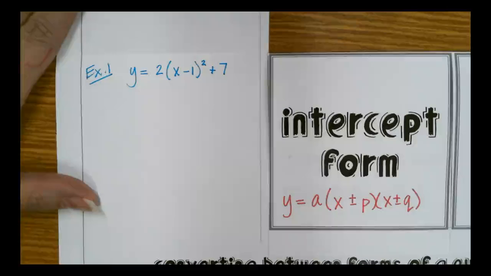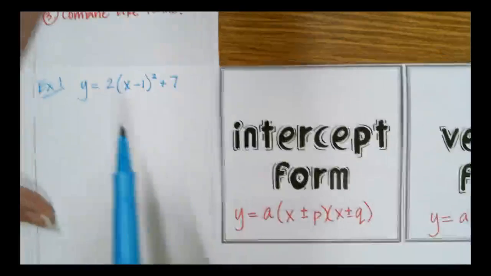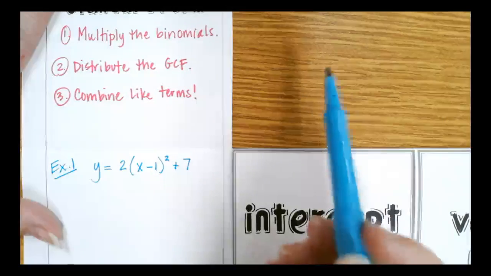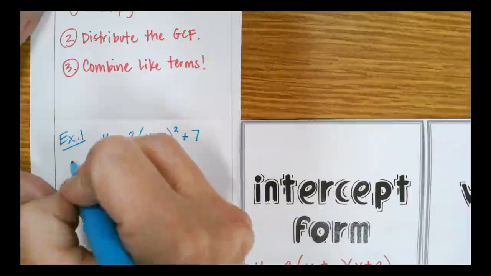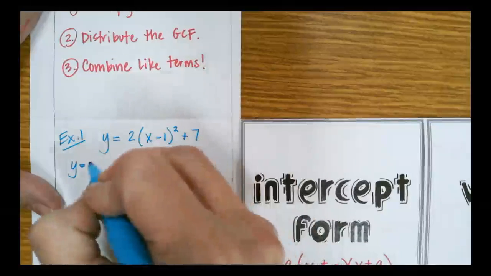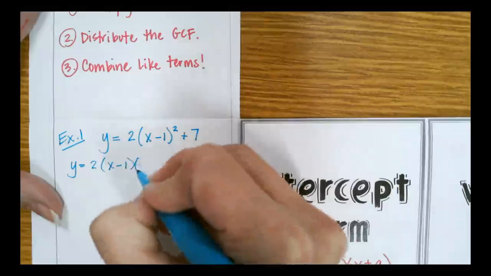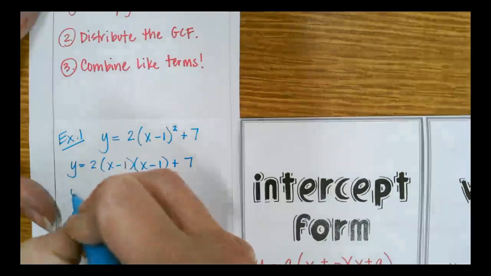So it has one set of parentheses that's squared, so I'm starting in vertex form. But I want to get standard form, so let's follow the directions. First thing we need to do is multiply the binomials together. Well, my binomials are right here. So we need to multiply x minus 1 with x minus 1.